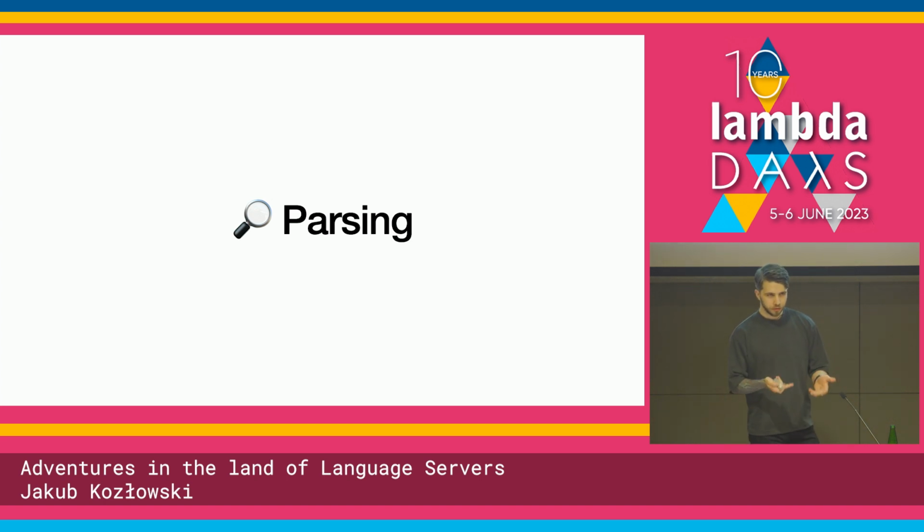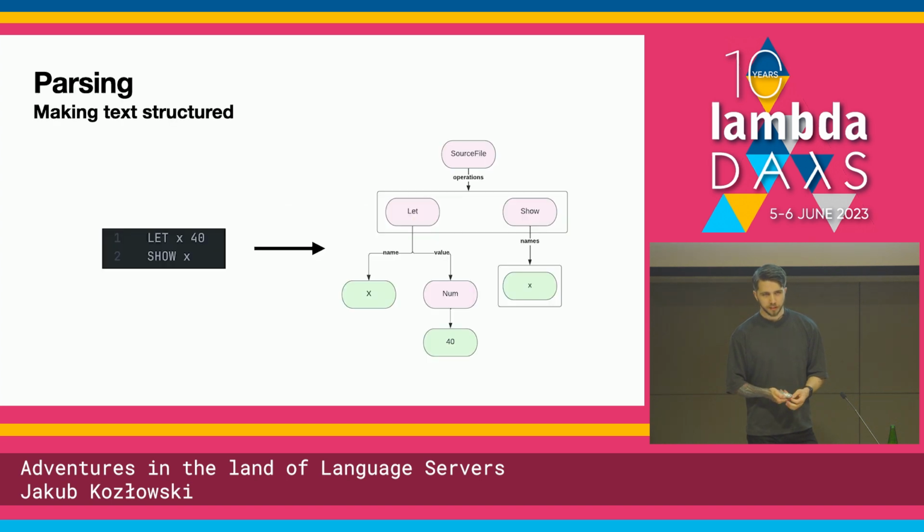At least if you want to do it right, it's going to be a problem. So parsing is just the process of making some text structured. So going from just a string of text to something like a tree of the syntax. In this case, we have just two statements, two operations in my file. And you can see that it's a relatively small input for a relatively large output. There's a lot of stuff happening on the right side.